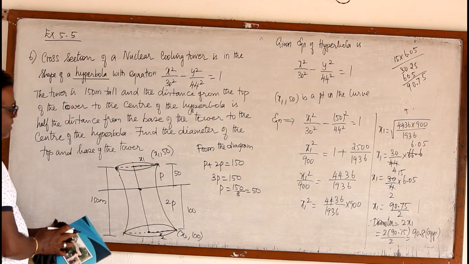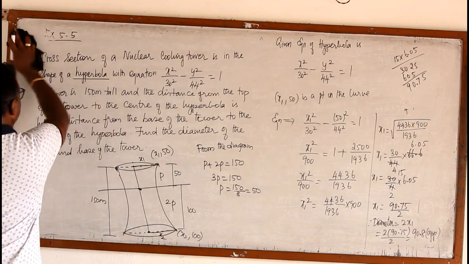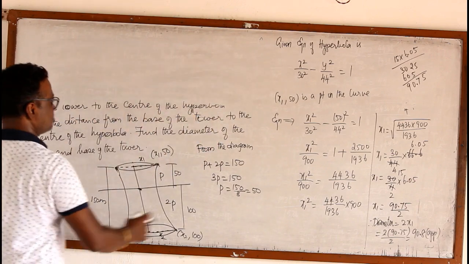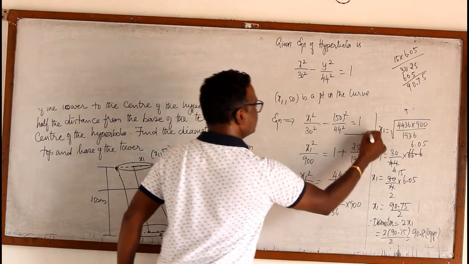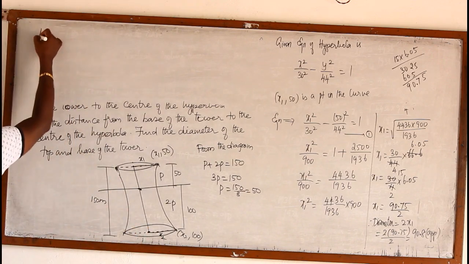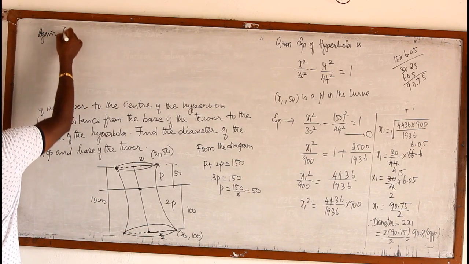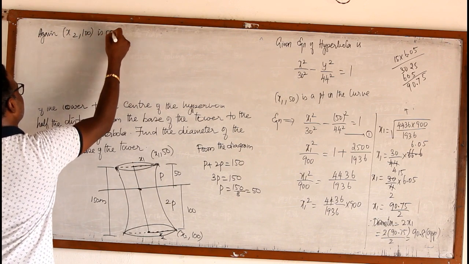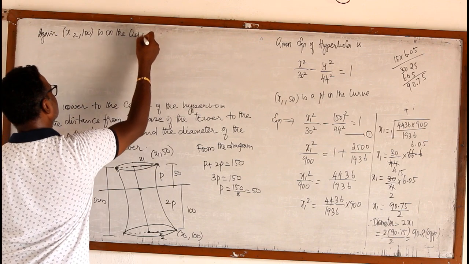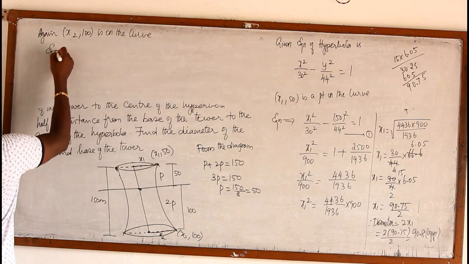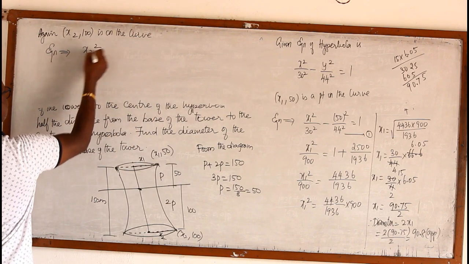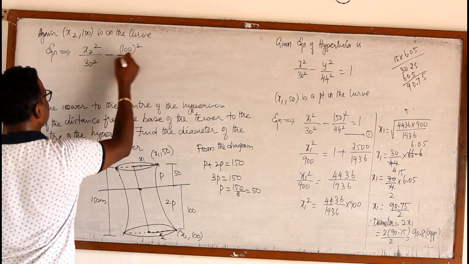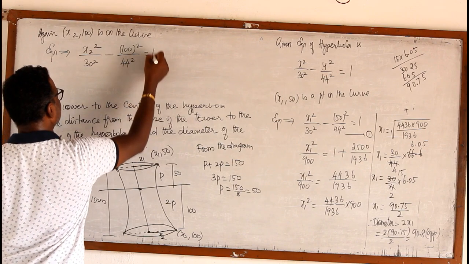Now we shall go for finding the diameter of the bottom surface. Same thing, we shall substitute the point x2 comma 100 in the equation. So we shall keep this equation as 1. So when I substitute again, x2 comma 100 is on the curve, then the equation becomes x2 square by 30 square minus 100 square by 44 square equal to 1.